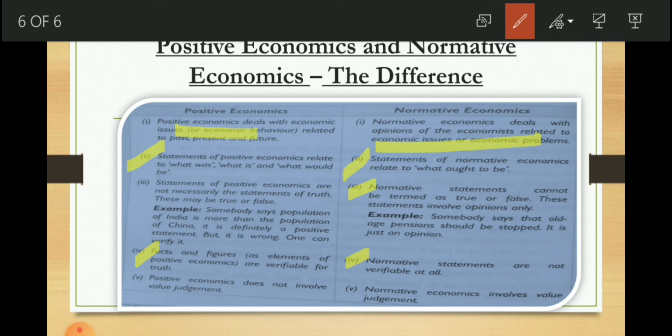But one point to be considered is that both positive and normative economics talk about economic situations and economic problems. That's it for today.